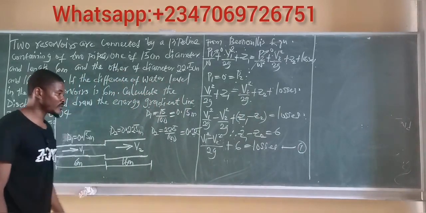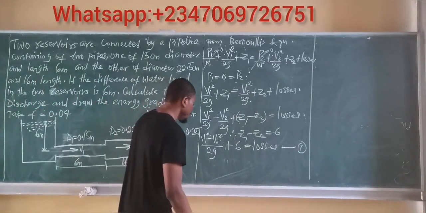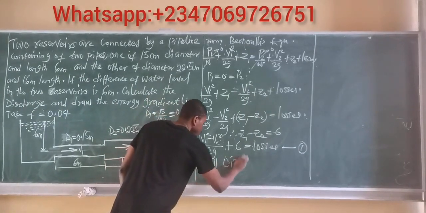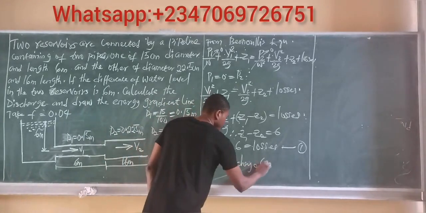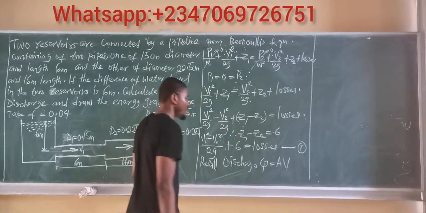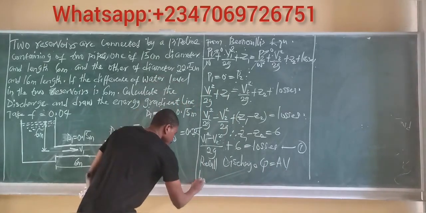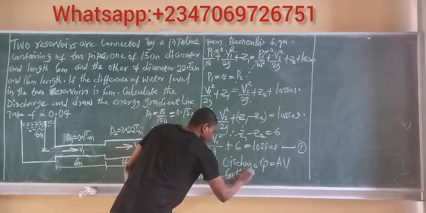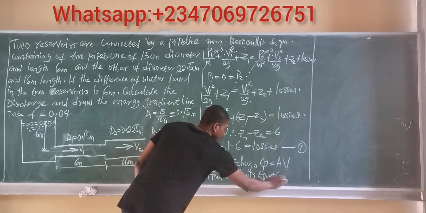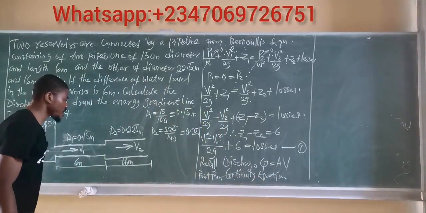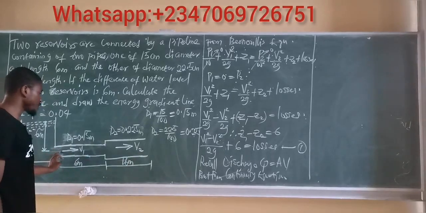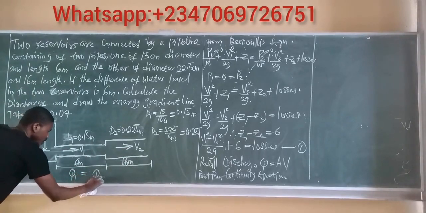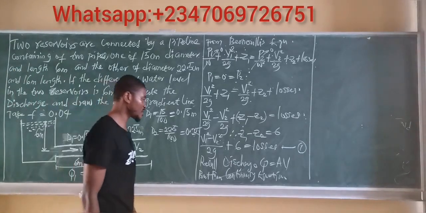Now, what are the losses involved? Before going into the losses, recall that the question has said we should find the discharge. Discharge Q is equal to area times velocity. Not forgetting, from the continuity equation, discharge is the same all through the pipe. So discharge at this point equals discharge at this point. That is, Q1 is equal to Q2.